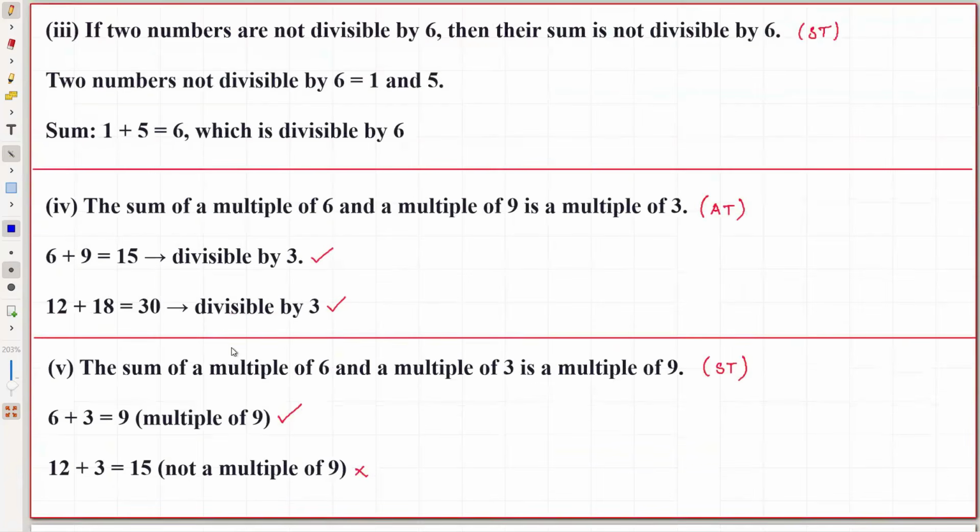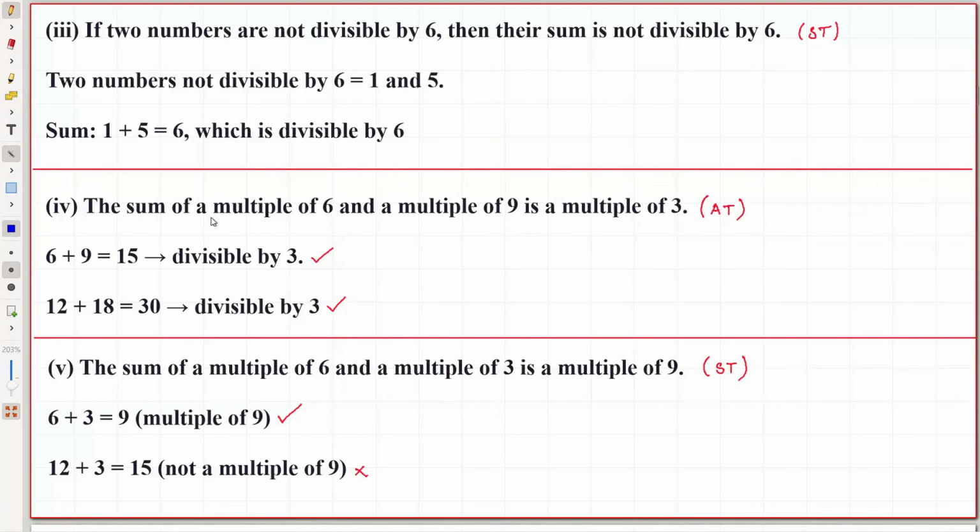Third one, if two numbers are not divisible by 6, then their sum is not divisible by 6. For example, 1 and 5. 1 is not divisible by 6, 5 also not divisible by 6. But the sum 5 plus 1 is 6, which is divisible by 6. So sometimes it may be true.